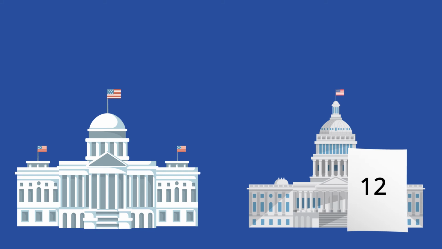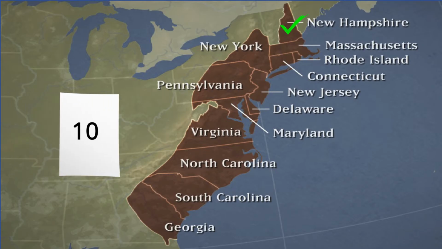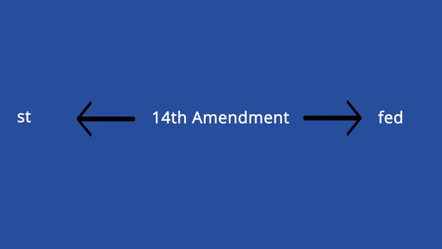The House and Senate held a conference committee to resolve lingering disagreements before sending the 12 amendments to the state legislatures. The 10 amendments that were approved by 3/4 of the states became ratified, making the Bill of Rights officially part of the Constitution. It's important to note that the Bill of Rights originally only applied to the federal government, not state governments. It wasn't until the 14th Amendment that this changed.